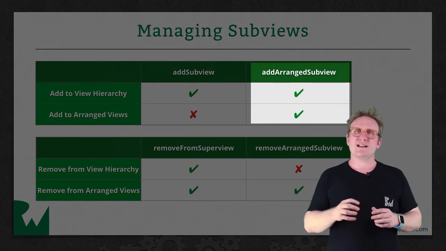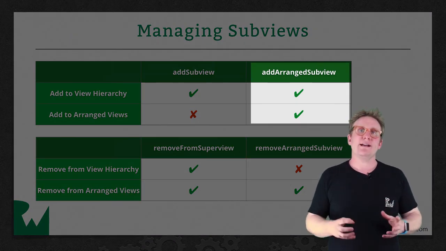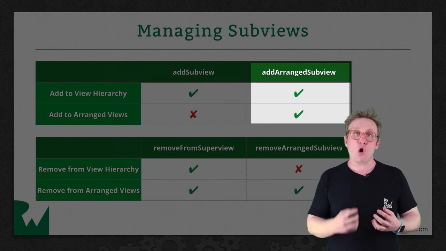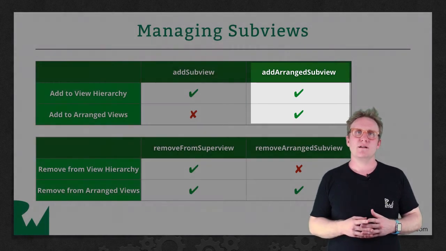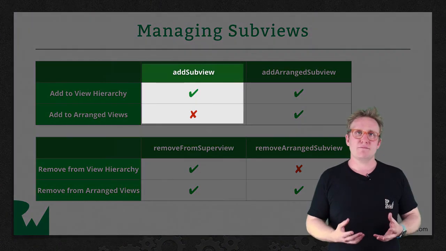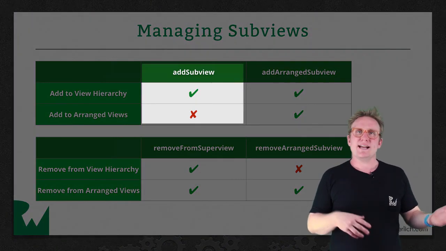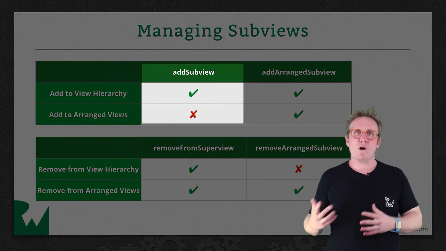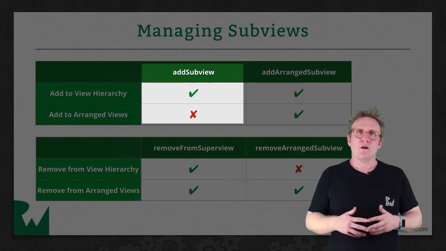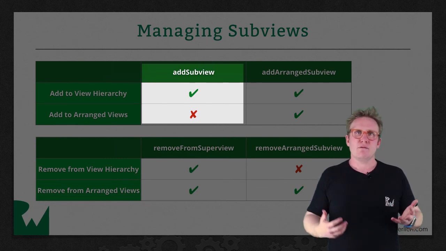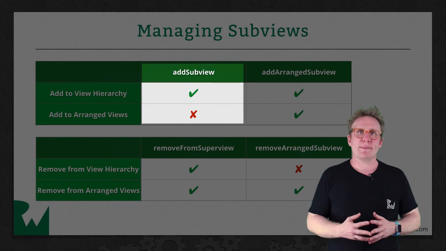When you call addArrangedSubview, not only will it add it to its arranged subviews array, it will also add it to the view hierarchy. If you just call addSubview, the UIView method, it'll add it to the view hierarchy, but it won't add it to the arranged subviews, which means that the stack view will not update its layout to accommodate this new view.